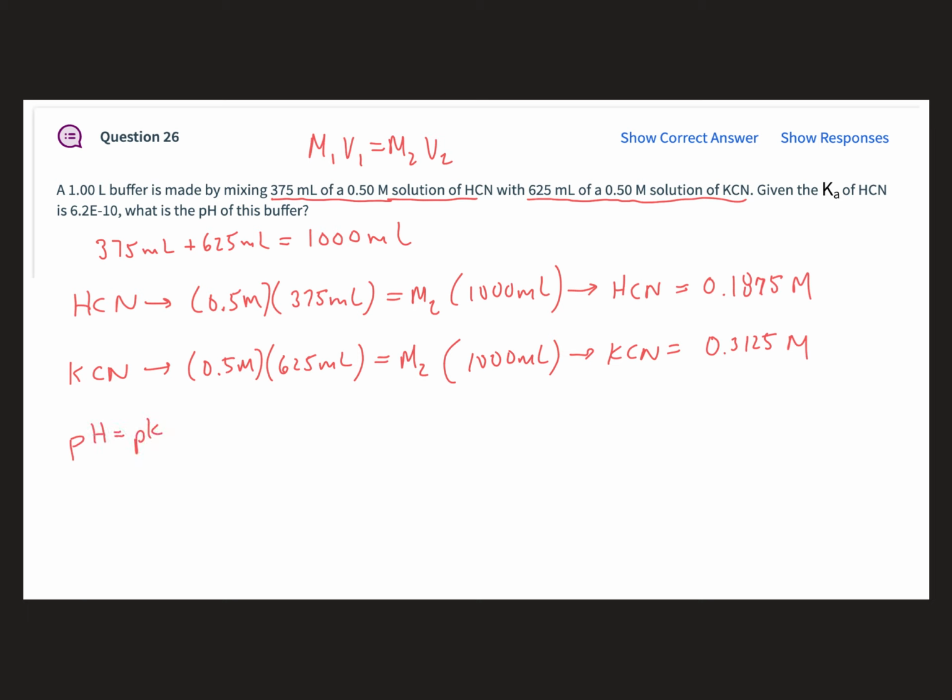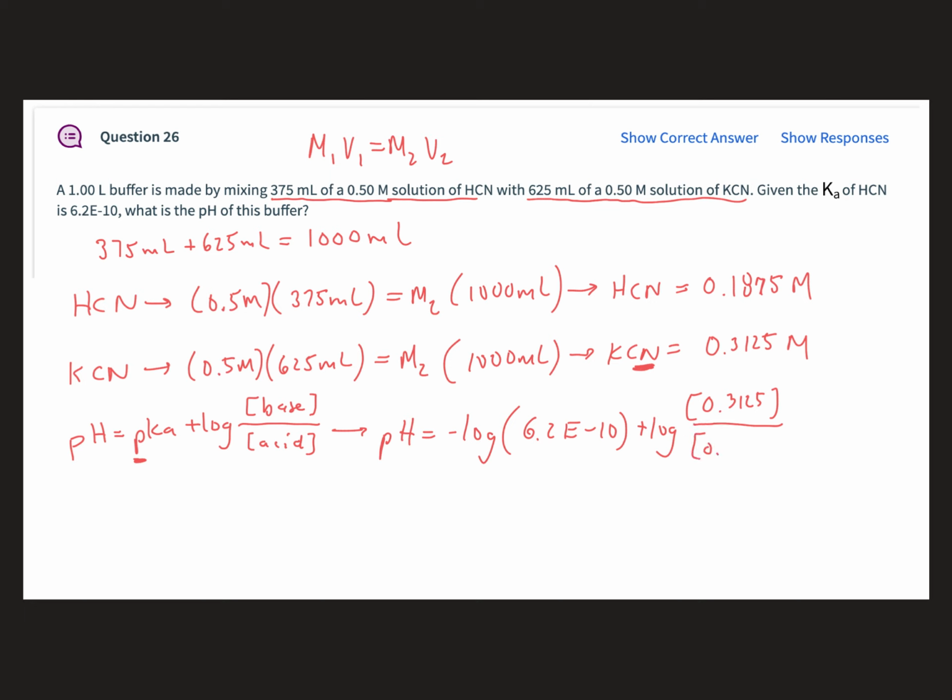pH equals pKa plus the log of our base over our acid. So the pH of this solution, pKa is simply the negative log of my Ka. So my Ka is 6.2 e to the minus 10, plus the log of my base, which is the potassium cyanide. That's the conjugate base of hydrogen cyanide. So 0.3125 over the concentration of my acid, 0.1875.